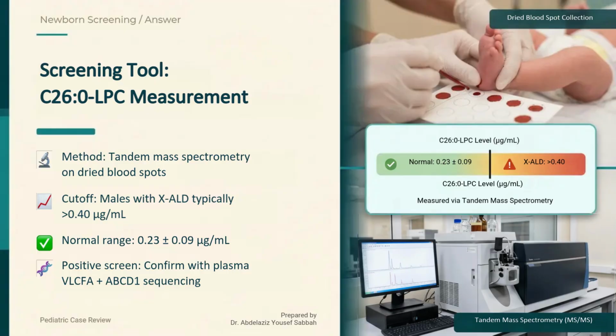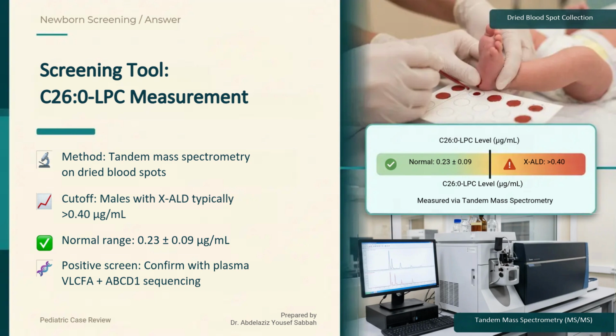The correct answer is option C, C26 lysophosphatidyl-choline. The screening method is tandem mass spectrometry performed on the dried blood spot. Affected males with X-linked adrenoleukodystrophy typically show a C26 lysophosphatidyl-choline level above 0.40 micrograms per milliliter. The normal range is around 0.23, plus or minus 0.09 micrograms per milliliter.